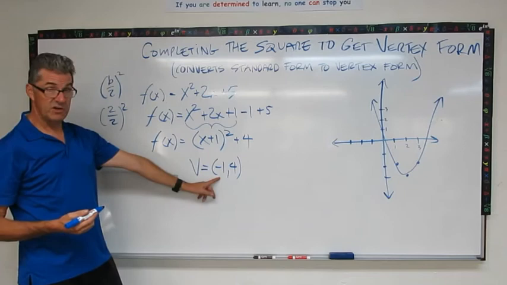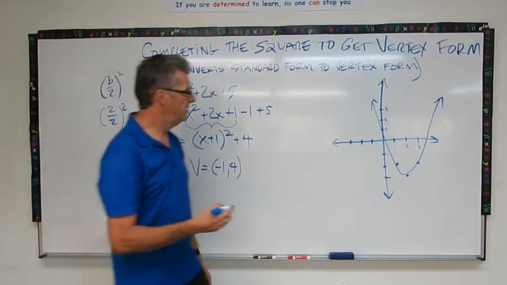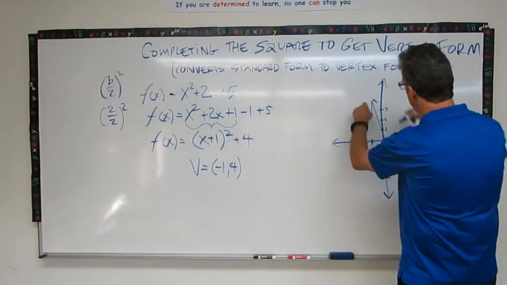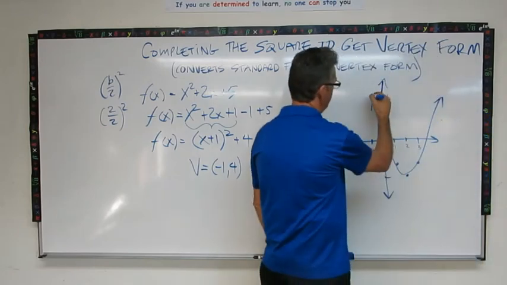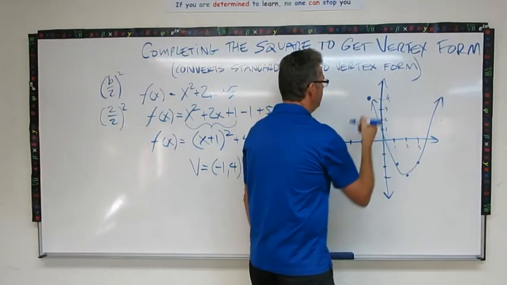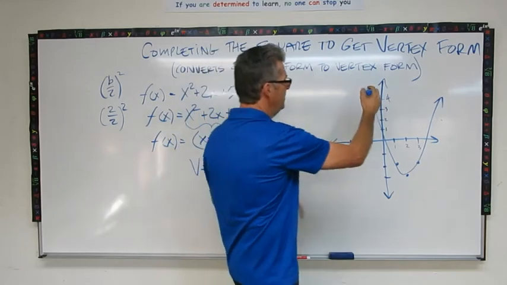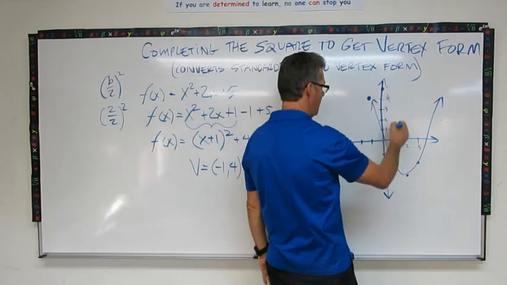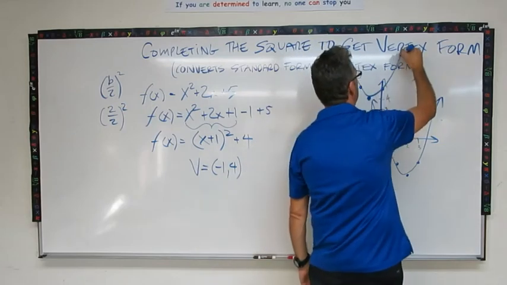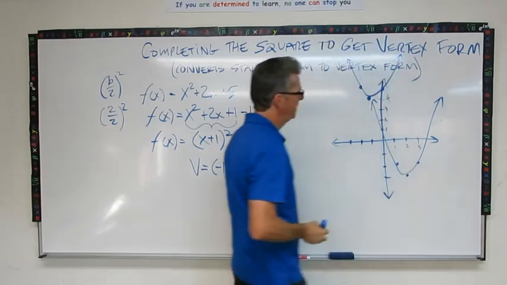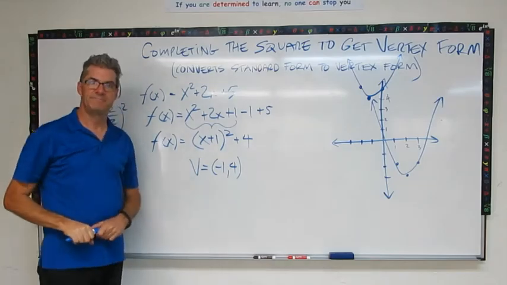Okay? Now we can graph this one, super easy. Let's go find the vertex, (-1, 4). That's minus 1, up 4. Let's make a new tick mark here. So (-1, 4), it's right up there. And then I go over 1, up 1. So there's (0, 5) and (-2, 5). And there's my parabola.